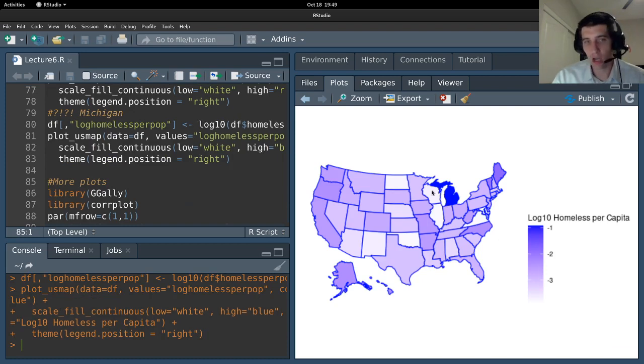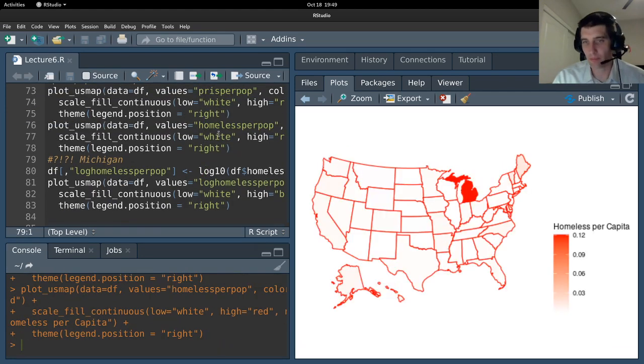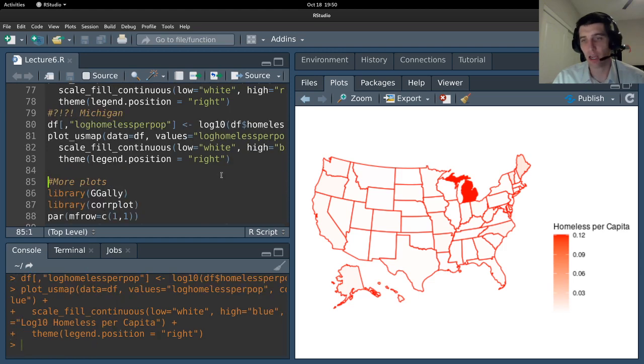If I take the log, let me show this plot and describe what I'm doing here. If I look at this plot, Michigan is washing out all of the other states. I have a single extremely large value. All these other values are so small relative to it, it's hard for me to see what's going on in the rest of the image. So by taking a log of homeless per capita, I'm going to reduce that right tail, and I can hopefully then interpret the numbers on a log 10 scale and see something more meaningful.